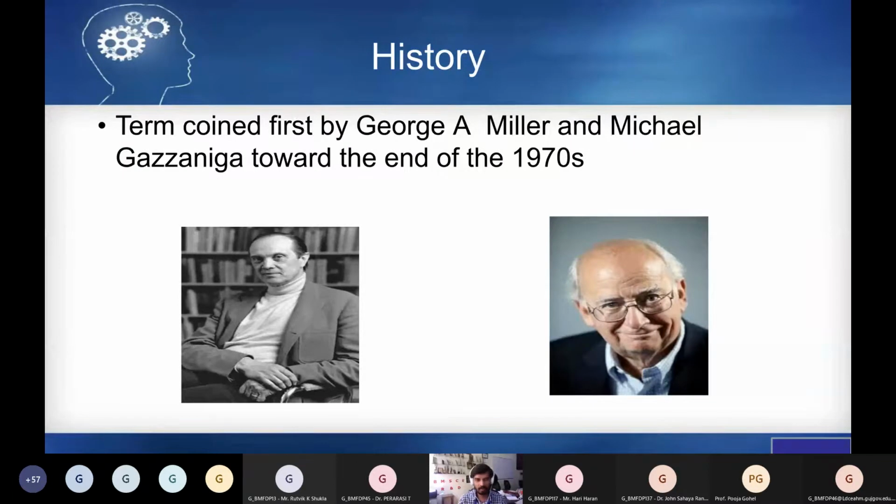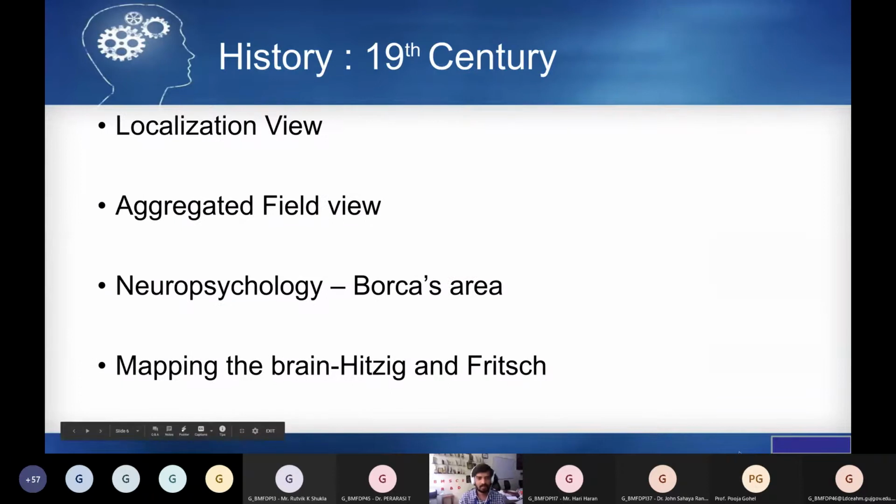The term cognition was first coined by two experts, George and Michael, in the year 1976, way, way long back. And later, in the 19th century, they were trying to work on localization views, that is individual areas of the brain. They were trying to understand the view of the brain anatomically as well as physiologically, or the functionality of it. Then they were trying to see the field view. Neuropsychology was also another one, Broca's area at that time, which was responsible for a lot of activities related to neuropsychology. That was also done at that time. And mapping of the brain was done by, again, two of the scientists to understand how we can generalize the brain for the entire world or entire community of people who are living in this world.